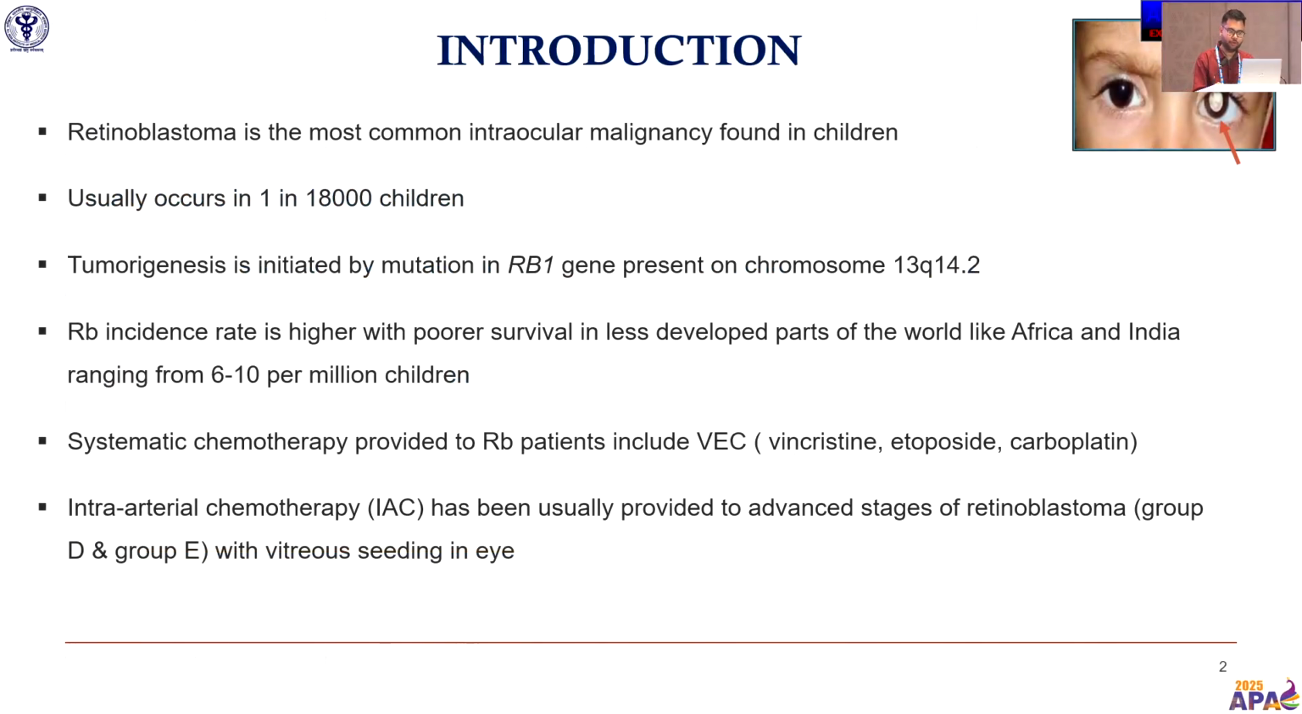As we already know, retinoblastoma is the most common intraocular tumor of childhood and infancy. Tumor origenesis is initiated by mutation in the RB1 gene present on chromosome 13q. RB incidence is higher in underdeveloped parts of the world like Africa and India, with poor prognosis. Systemic chemotherapy and IAC are usually given to treat RB patients.